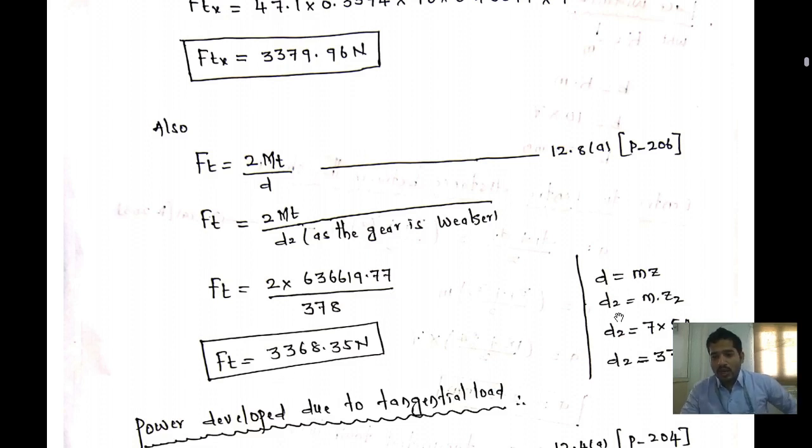3368.35. Here, d2 is equal to m into z2, or we can say that m is equal to d2 by z2. So d2 as it is, the module value is 7, and z2, the number of teeth of the gear, is 54. If you multiply 7 into 54, then you will get 378. You can set it over here.